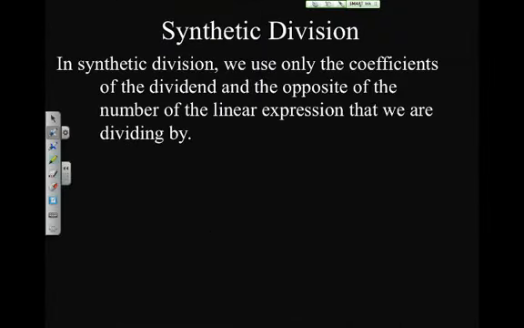A great shortcut for doing long division is what we call synthetic division. In synthetic division, we only use the coefficients, or the numbers, of the dividend, and then we use the opposite of the number of the linear expression that we're dividing by. That is one limitation. You can only use it when you are dividing by a linear expression. So your divisor has to be simply x plus a number or x minus a number.